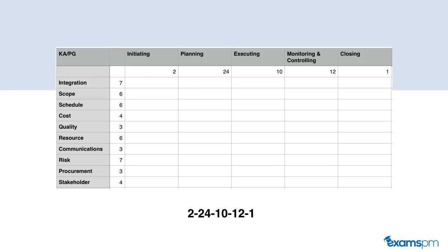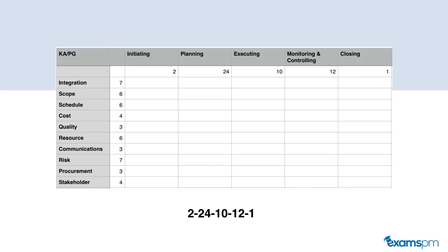So it's 2, 24, 10, 12, and then 1. Now that you know this, what it helps you to do is to double check your work. So if you forgot a process, then now you are able to narrow down where you forgot that process. So that's why it's cool to memorize the phone number and the postal code.